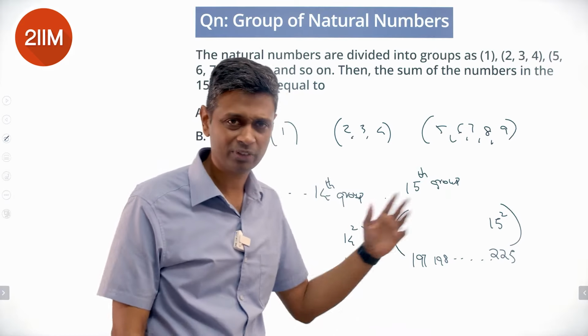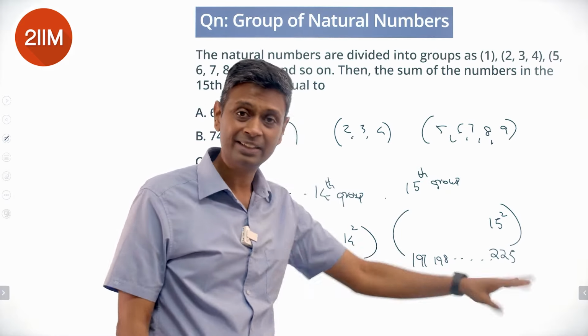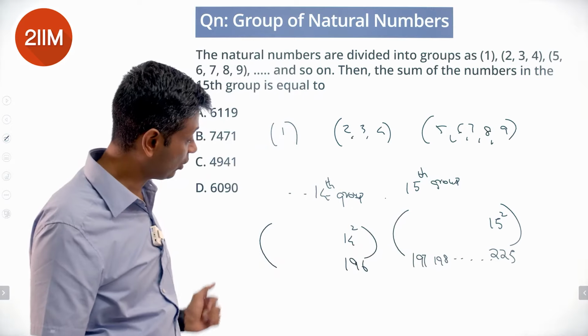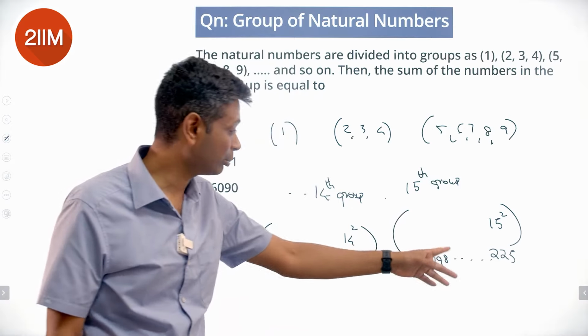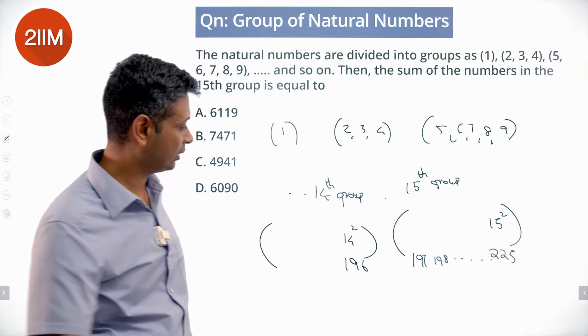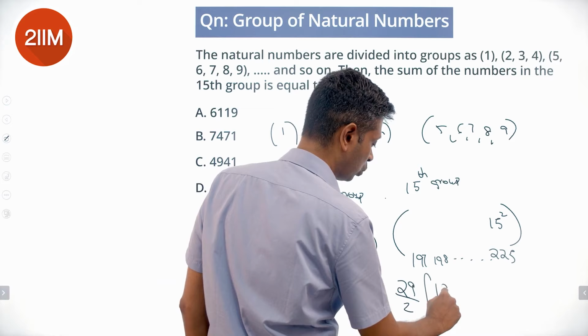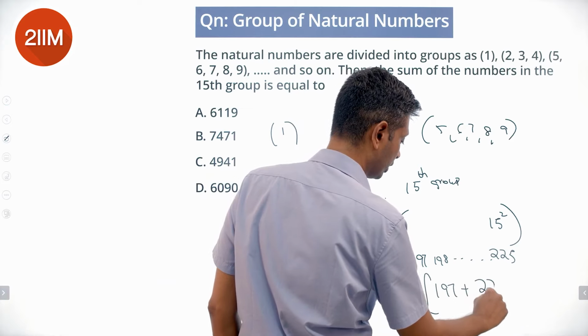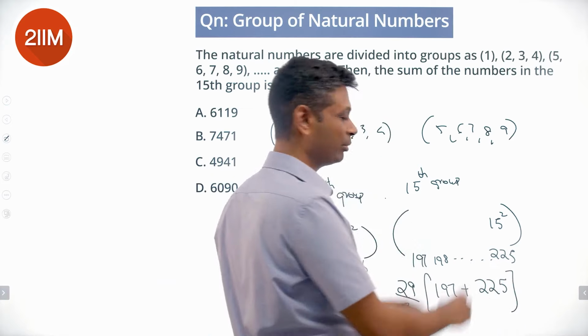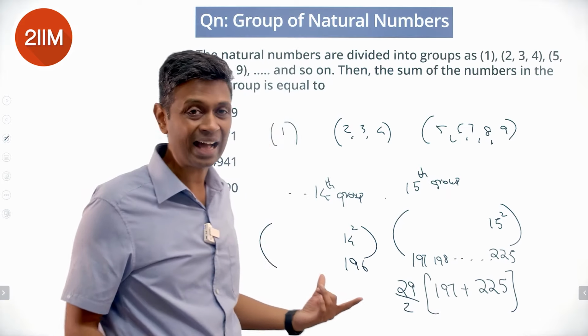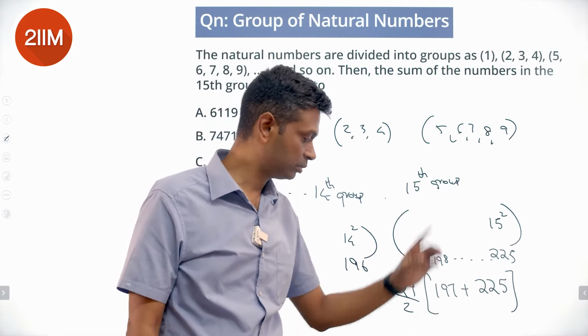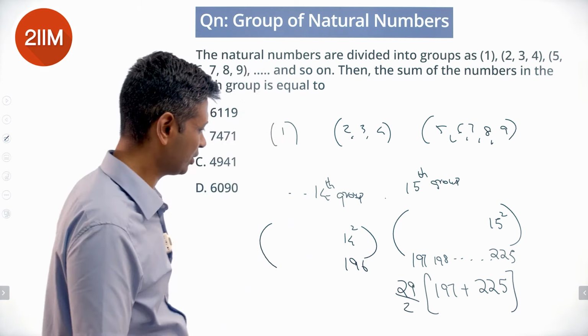This is a simple sequence of numbers. I can add all numbers till 225, all natural numbers till 225, subtract all numbers till 196, any n into n plus 1 by 2. Or I can say I'm doing 29 by 2 into 197 plus 225. I'm putting them in pairs. There are 14 and a half pairs. 29 by 2 into 197 plus 225, whatever that turns out to be.